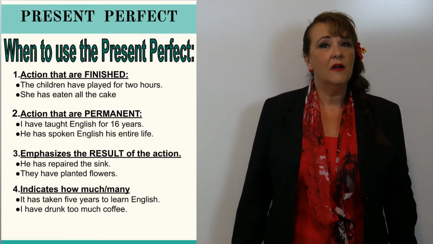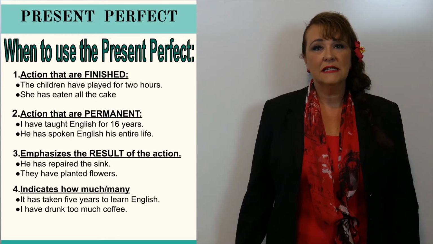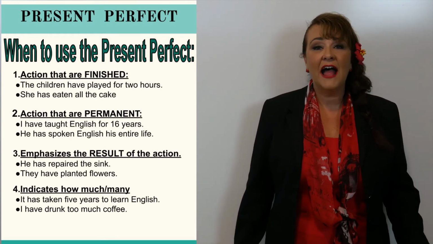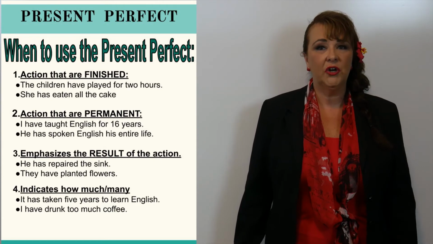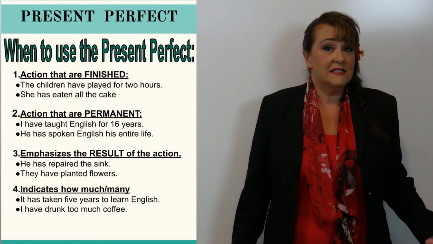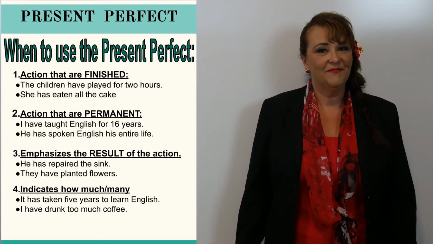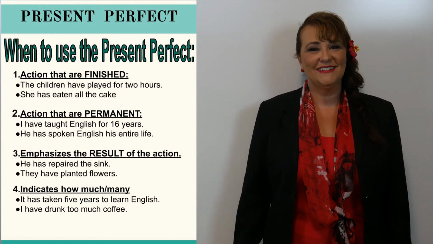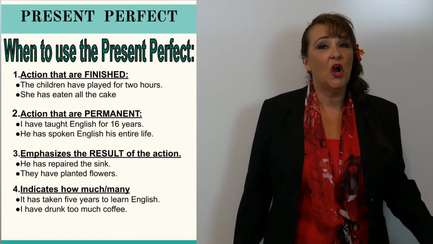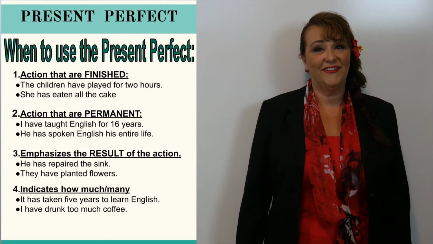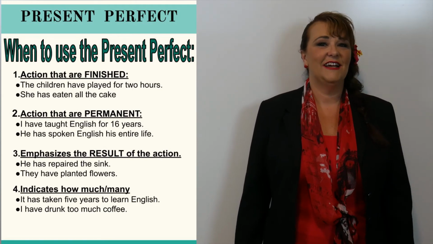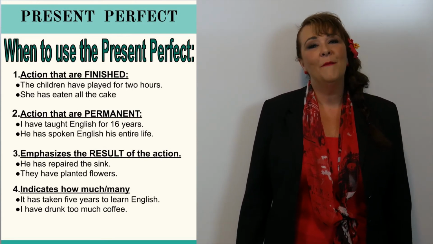You can see with the two examples, it has taken 5 years to learn English. This tells you how many. 5 years. I have drunk too much coffee. This is telling you how much.